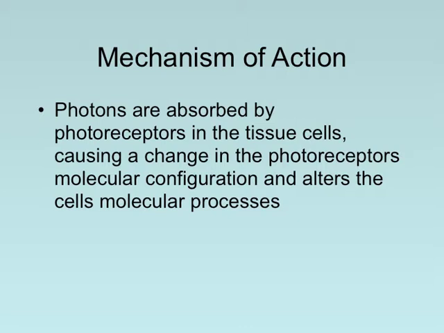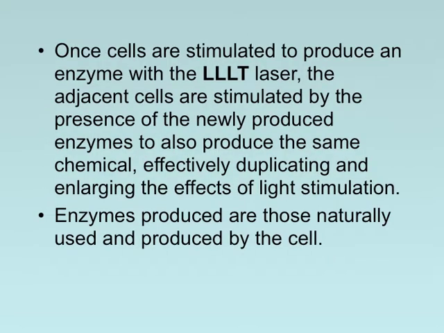But the photons then are absorbed by photoreceptors in the tissue cells, and they cause a change in the photoreceptors' molecular configuration, and then it alters the cell's molecular processes. Once the cells are stimulated to produce an enzyme with the low-level laser therapy, the adjacent cells are stimulated by the presence of the newly produced enzymes, and we get this cascading effect to also produce the same chemical, effectively duplicating and enlarging the effects of the light stimulation.